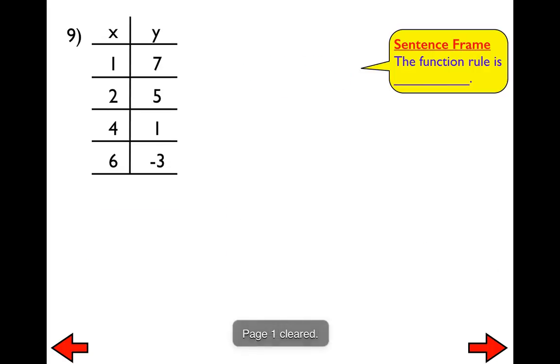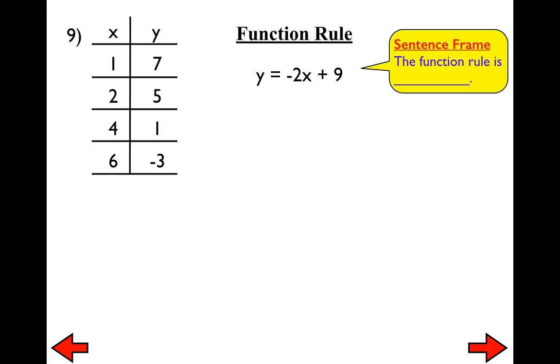Okay, so number 9. Go ahead and pause the video and try this one on your own. Let's see how well we did. Hopefully you saw that the function rule is y equals -2x plus 9. Make sure your function rule works for each and every ordered pair, because you might come up with one that only works for the first but not the second, so you've got to be careful.